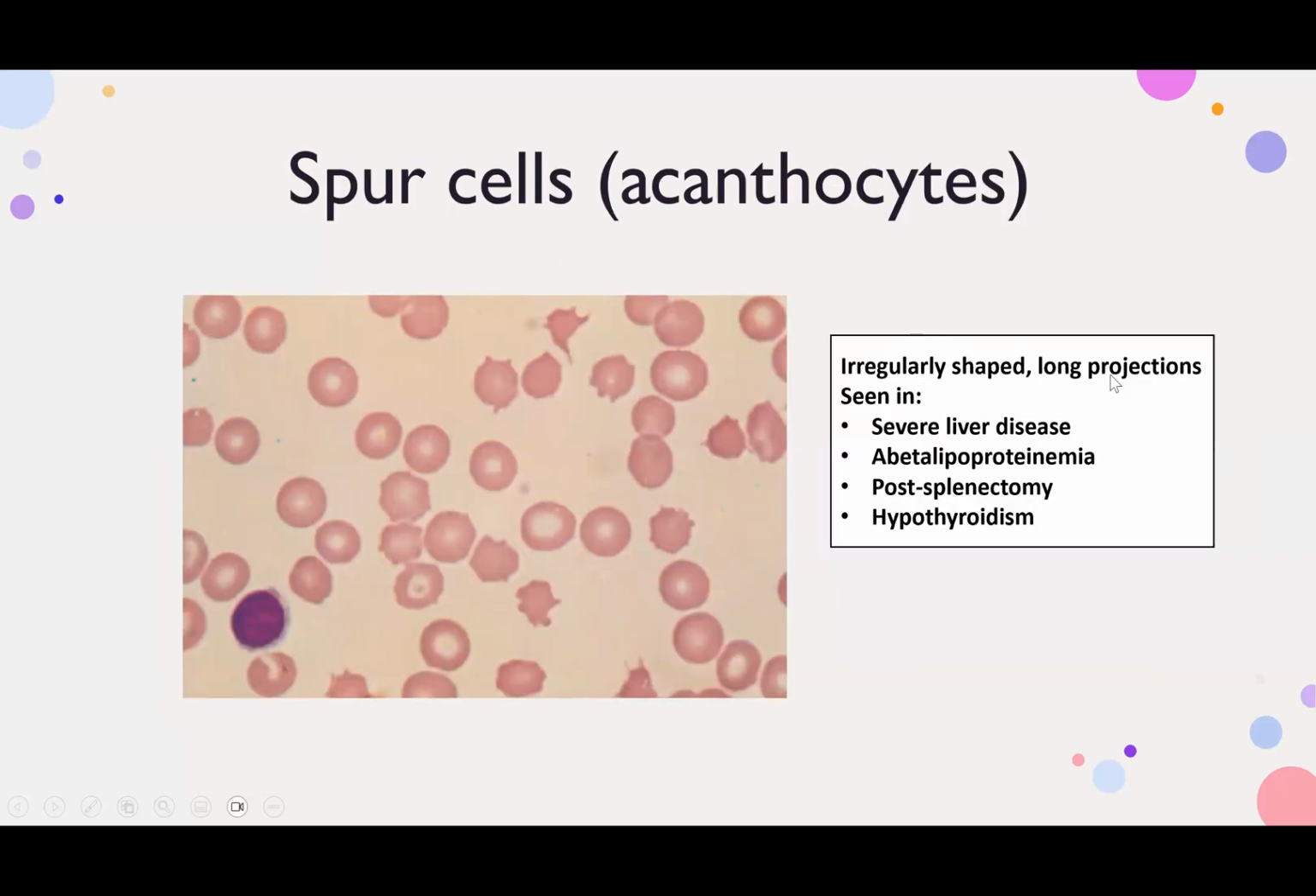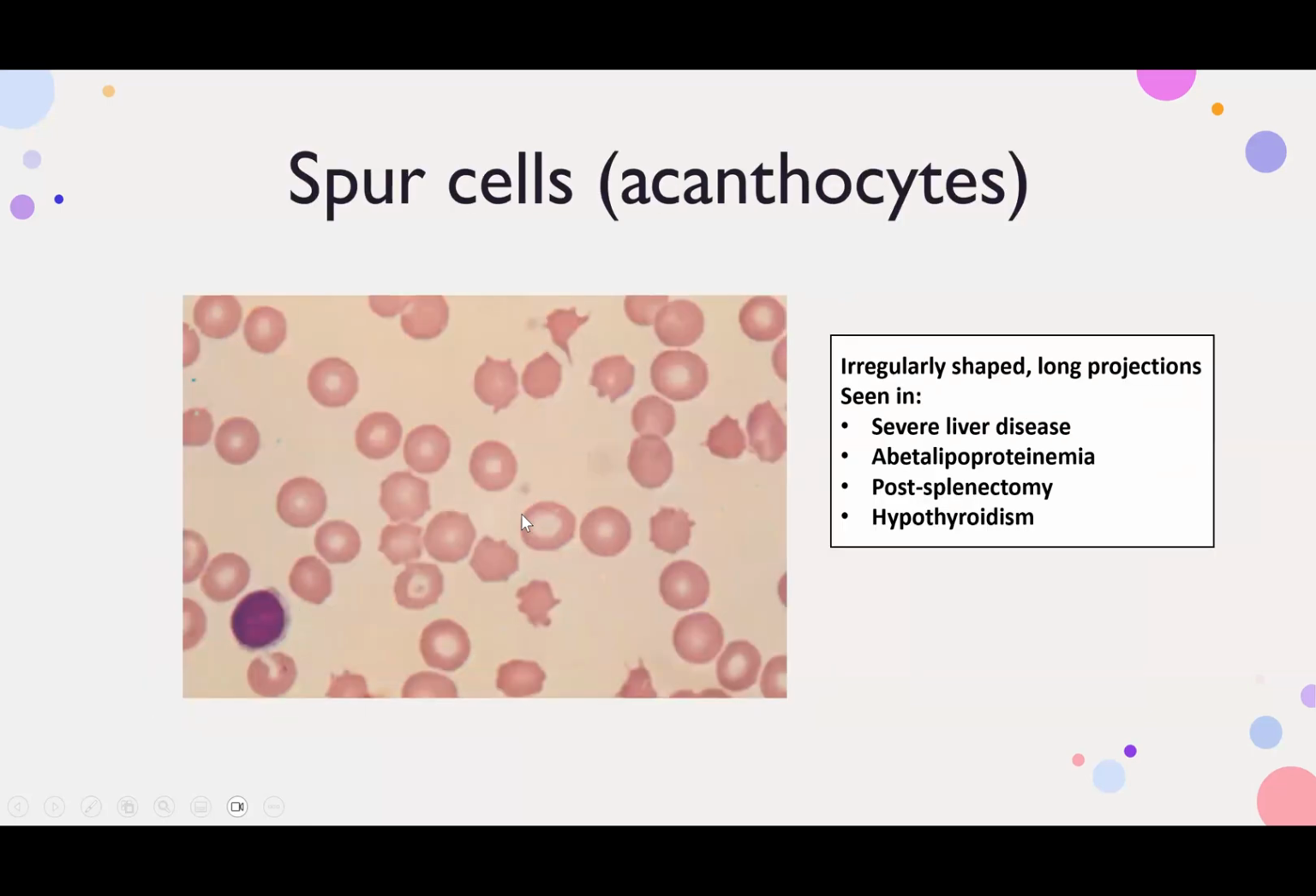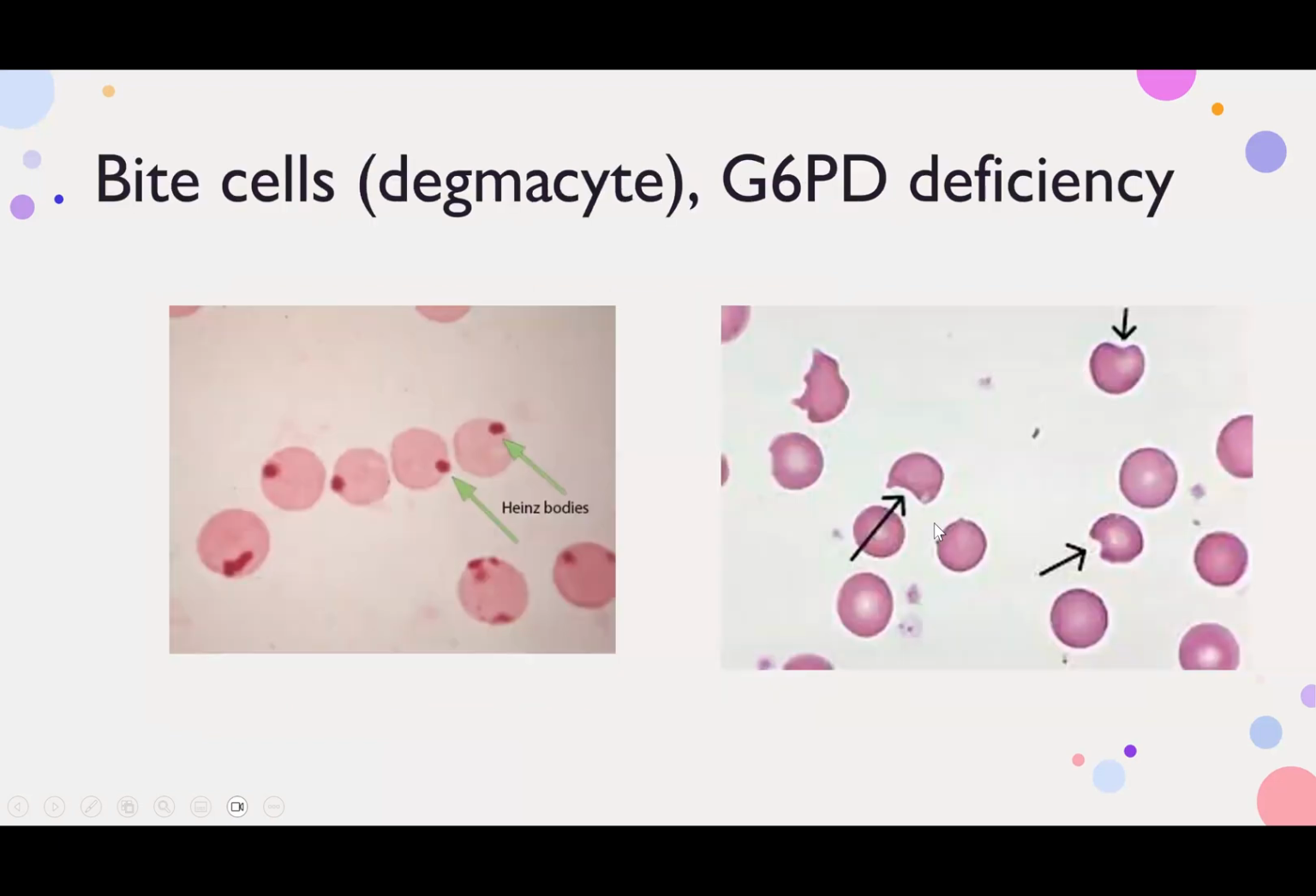Irregular shaped projections. Okay, we see acanthocyte in severe liver disease like cirrhosis, in abetalipoproteinemia, post-splenectomy, and in hypothyroidism. However, when you see echinocyte or burr cells, it means uremia. Acanthocyte means liver disease, post-splenectomy, or hypothyroidism.